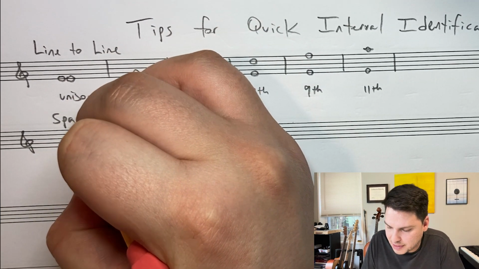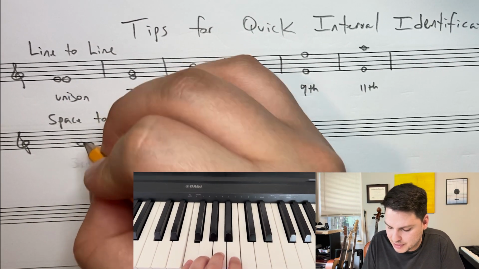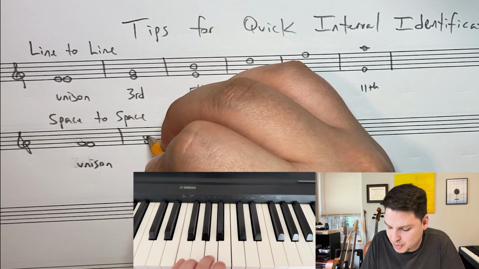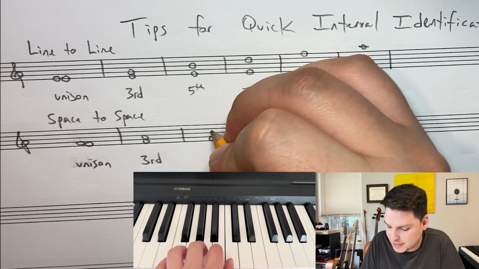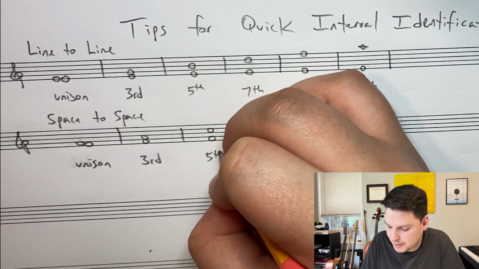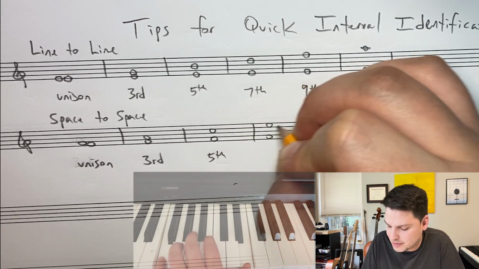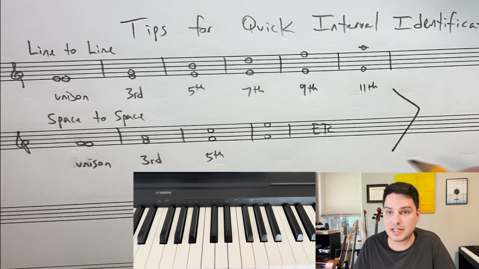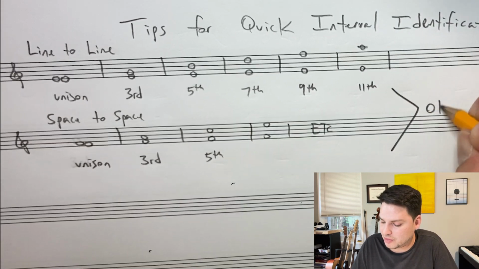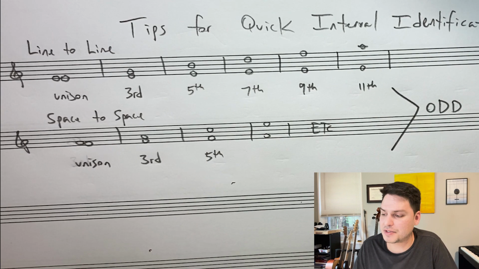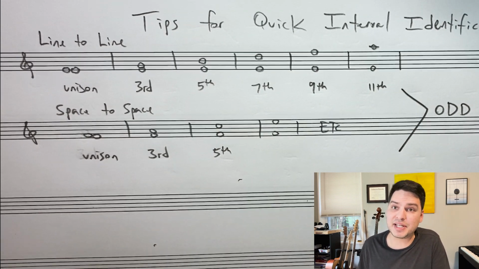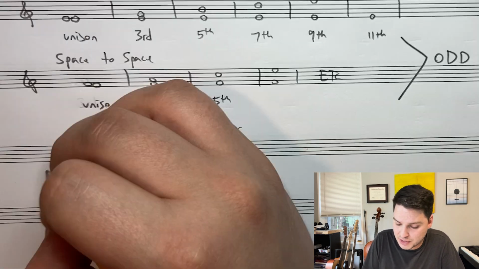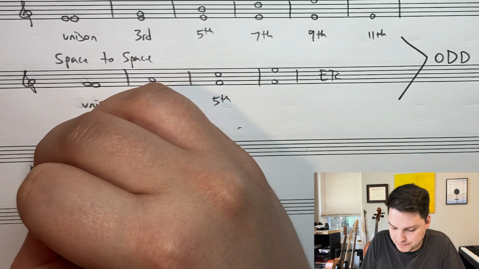If we start on the note F and we put an F right next to it, we're going to get a unison. If we go to the next space up, we're going to get a 3rd. Go to the next space up, it's a 5th. Next space up is a 7th, and so on. So again, both of these, line to line and space to space, are going to give you odd numbered intervals. If you start mixing space and line or line and space, that's where the even numbered intervals are going to appear. So let's see that play out in action.